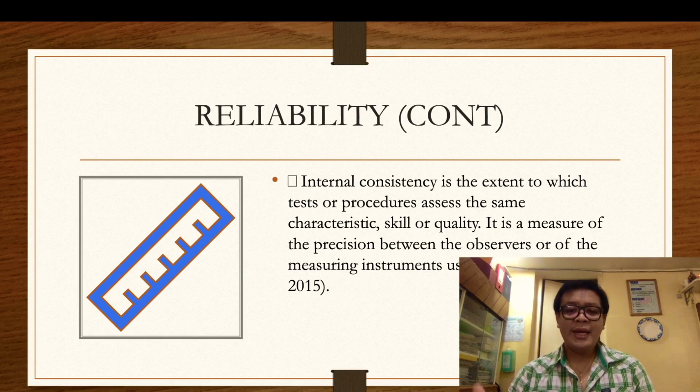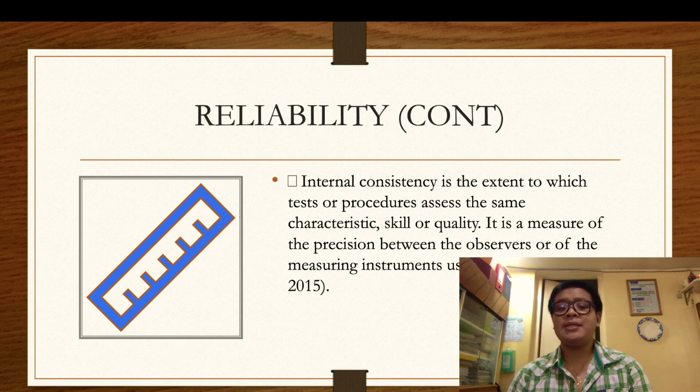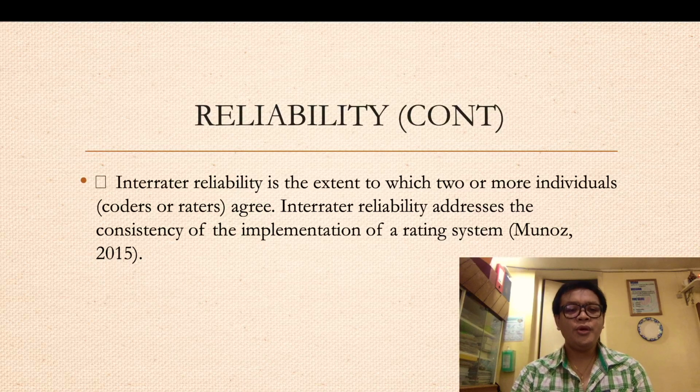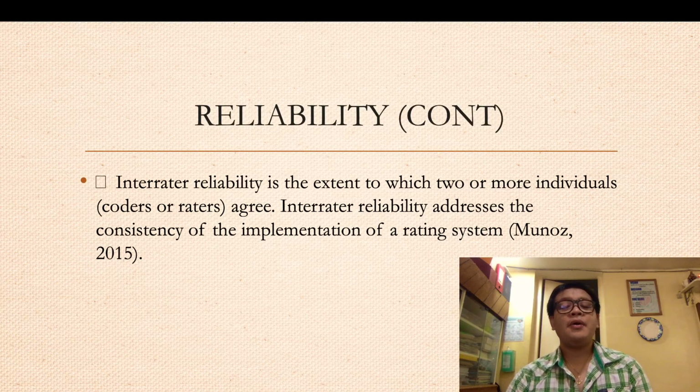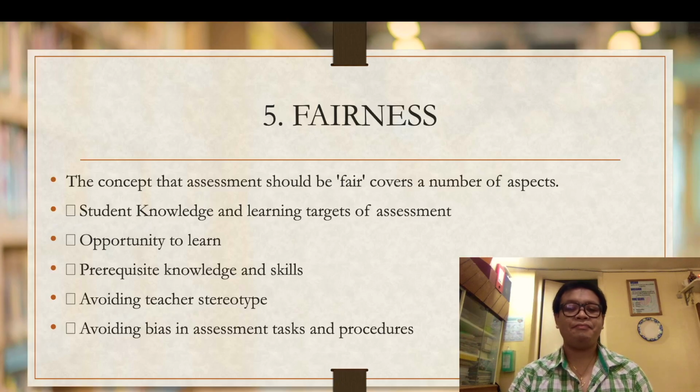And Munoz also added that internal consistency is the extent to which a test or procedure assesses the same characteristics, skills, or quality. It's a measure of precision between the observers or of the measuring instrument used in the study. Munoz also added that inter-rater reliability is the extent to which two or more individuals, coders or raters, agree. Inter-rater reliability addresses the consistency of the implementation of the rating system.